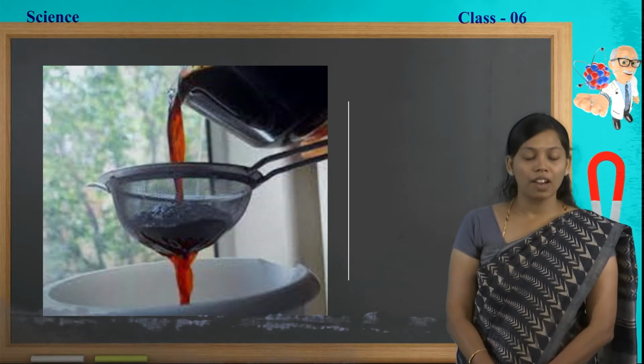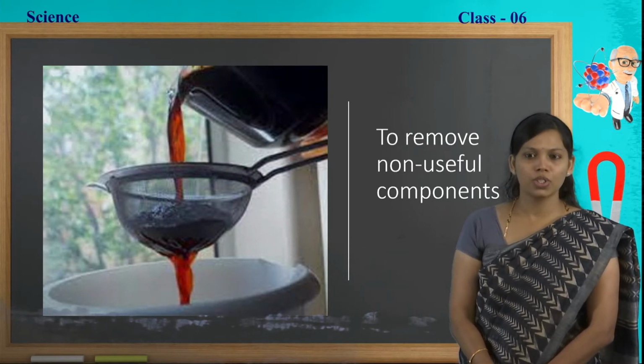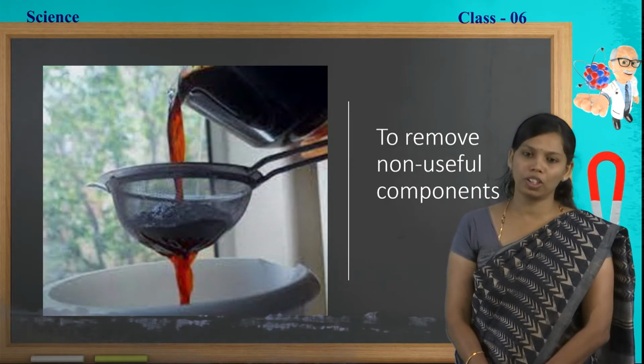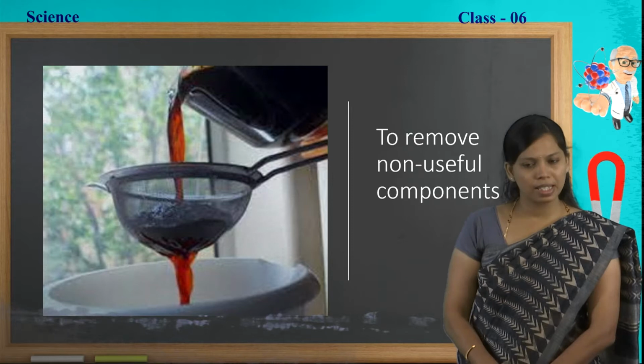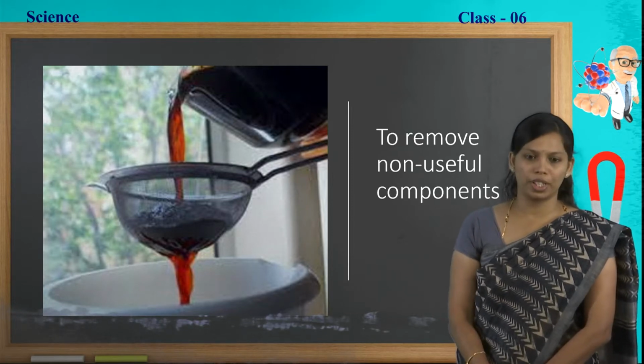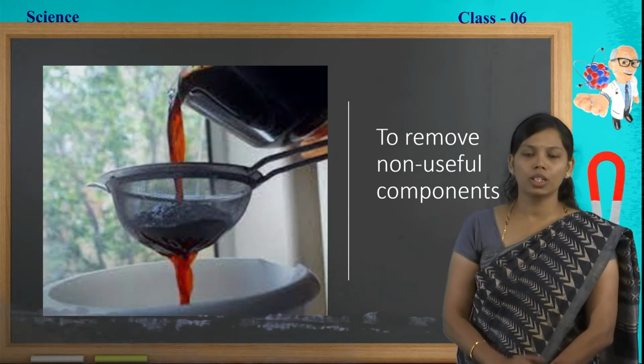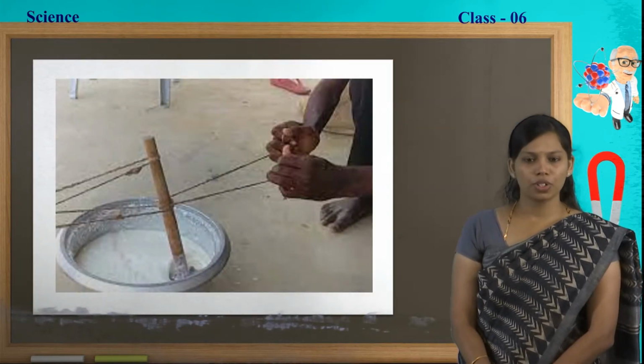So, we have to separate the substances to remove the non-useful components. Sometimes we can use that to grow the plants and all, but still it is a non-useful component. Next, we shall see another instance. Look at the picture now.